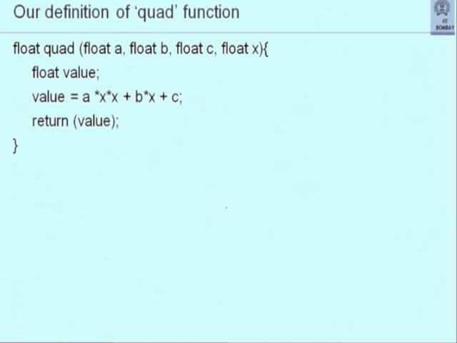Float quad in bracket, float A, float B, float C, float X. Inside the bracket, inside this function float quad, what have I written? I have written the statements which will evaluate the value to be returned. It defines value as a float location and it calculates value as equal to A star X plus B star X plus C. And after having calculated that, it executes a statement return value.